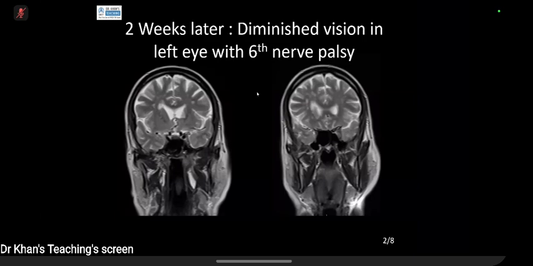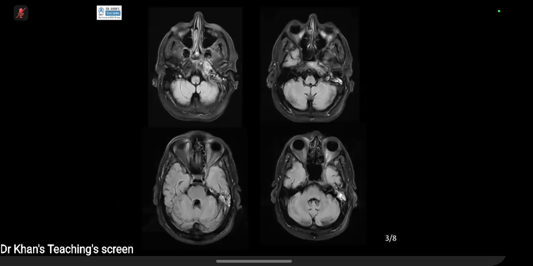So 2 weeks later, the patient presented with diminished vision in the left eye with left sixth nerve palsy, which is the lateral rectus, right? So this is an attenuated sequence. There is nothing much here. This is a fat saturated FLAIR sequence. Okay, sir. The petrous apex, anything happening there in the apex?